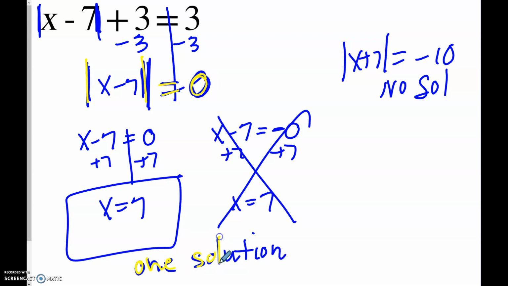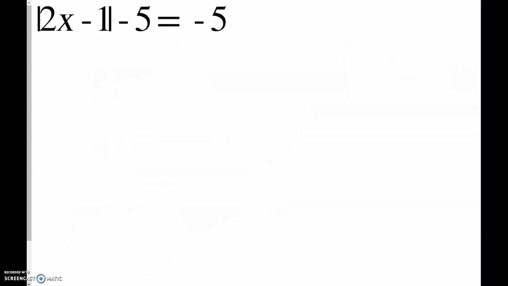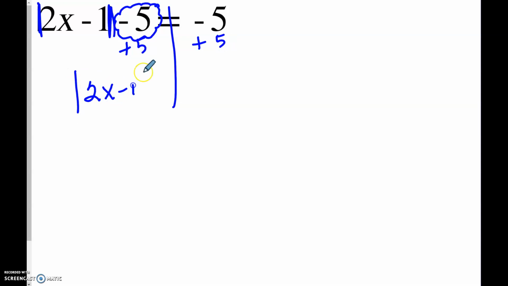Okay, so let's do another one here. All right, so we have the absolute value, and I'm going to move this number over here because that says a negative 5. I'm going to add 5. Well, now some of you are going to look at this and say, oh, that equals negative 5, no solutions. No, no, no. Remember, the first thing we need to do is always move this number. So we're going to add 5 and add 5. So now we have the absolute value of 2x minus 1 equals, and what's negative 5 plus 5? That's 0.